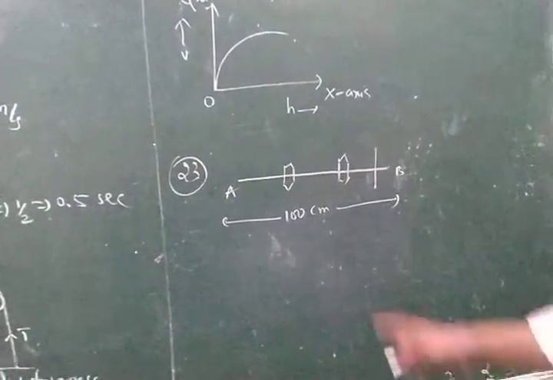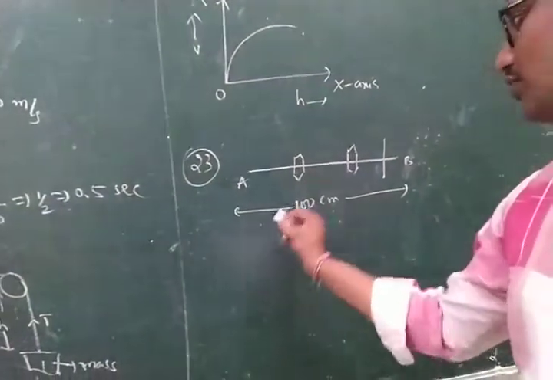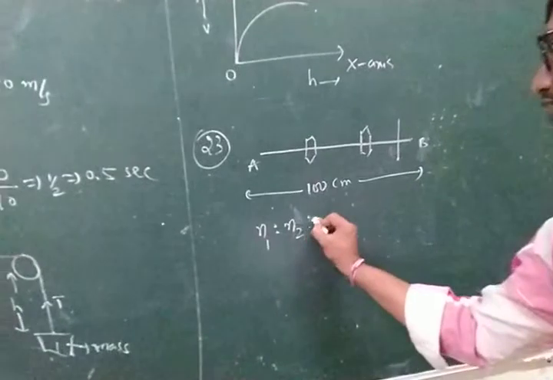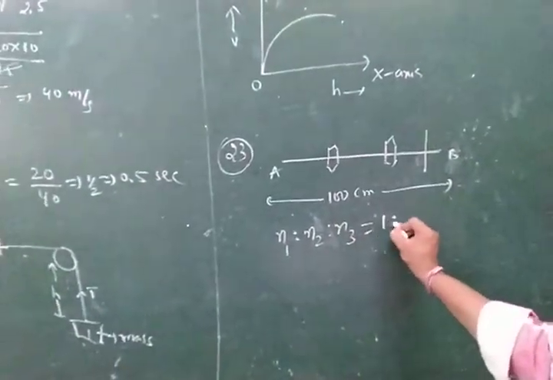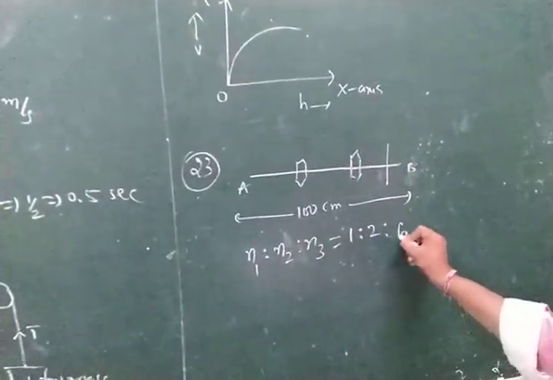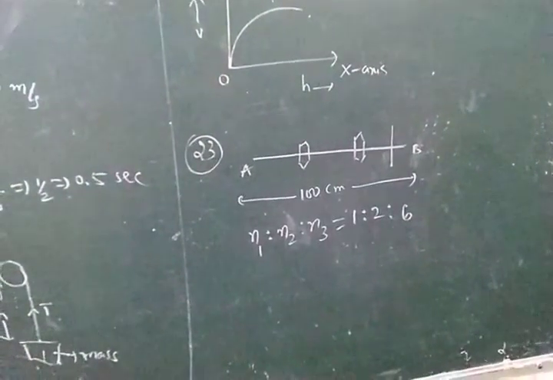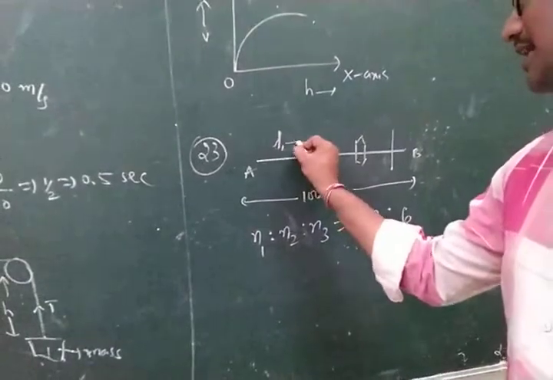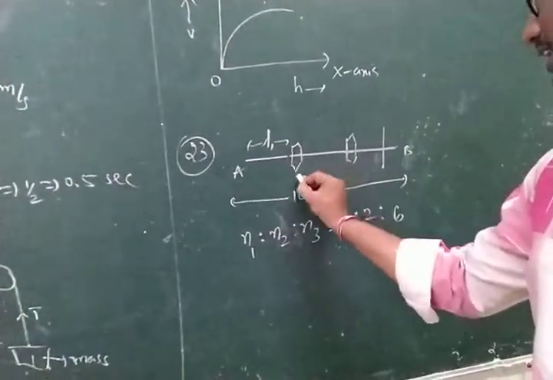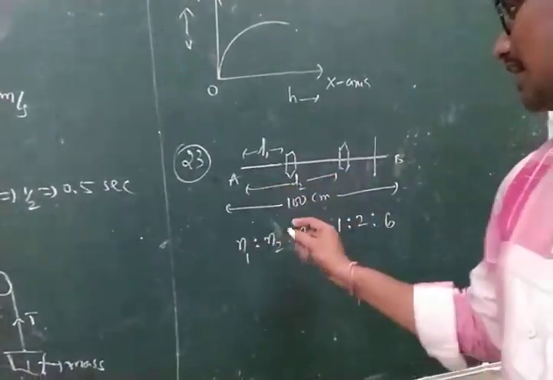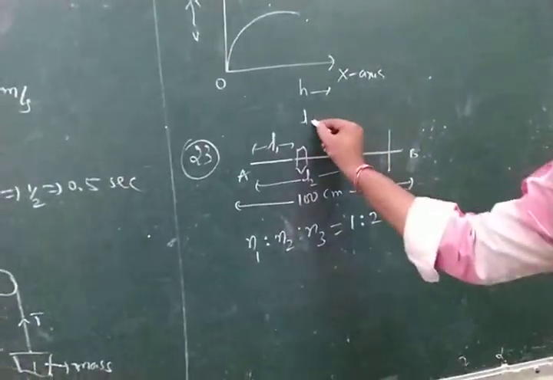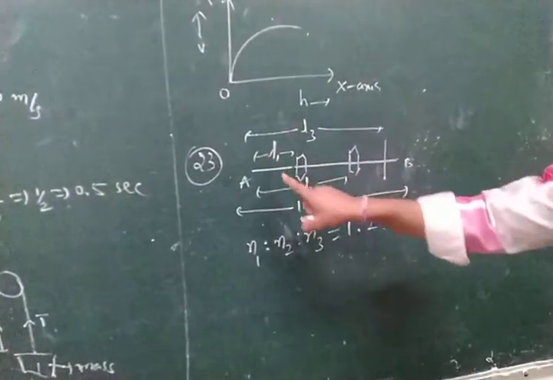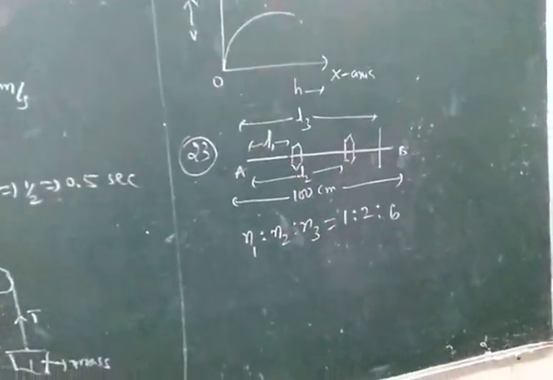It is the ratio of the fundamental frequency. So the ratio of the fundamental frequency n1 is to n2 is to n3 is given as 1 is to 2 is to 6. Then find out the individual lengths. So consider this as L1, up to here as L2, and the total length from A to here as L3. Then we can find out the individual lengths L1, L2, L3.